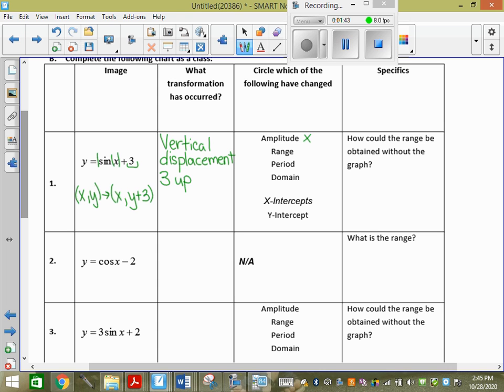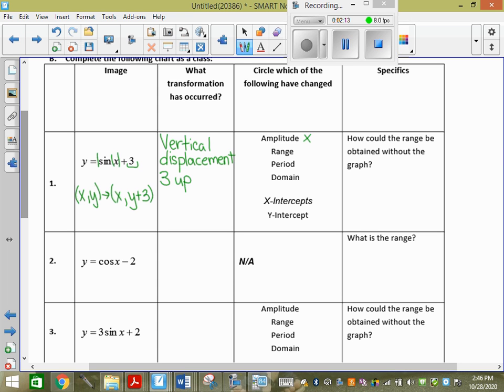Now my range, let's see. My range is normally between -1 and 1. We said that yesterday, right? I've now moved it 3 up. So I'm taking my graph from -1 and 1, and I'm moving it 3 up. Did my range change? Yep. It's not -1 and 1 anymore. It's moved 3 up. So now it's going to be at 2 and 4, right? Because -1 and 1 is a distance of 2. And move -1, 3 up, so it's going to be between 2 and 4, right?